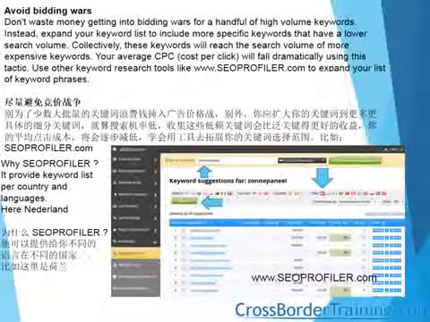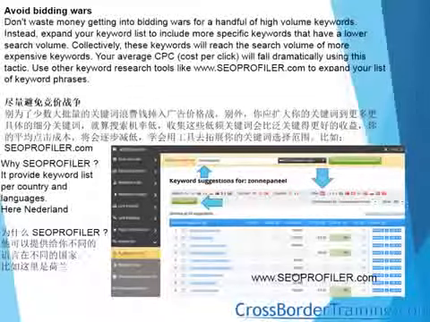Another thing is to avoid bidding wars. Do not try to compete with people who are saying I'm ready to put €1, $1 US, or even $5 US for the keywords. Avoid this. Don't go into this kind of stupid war, because it will cost you millions, and at the end you will not have a better result than the others.